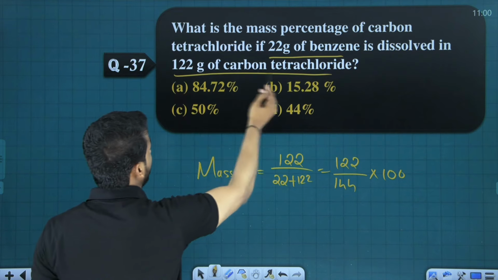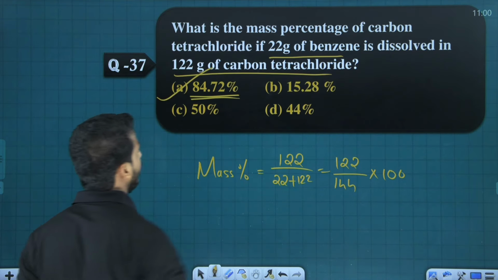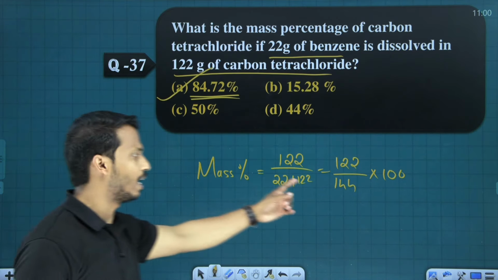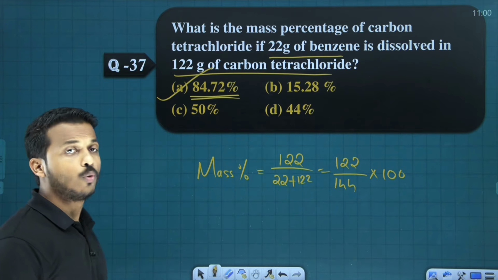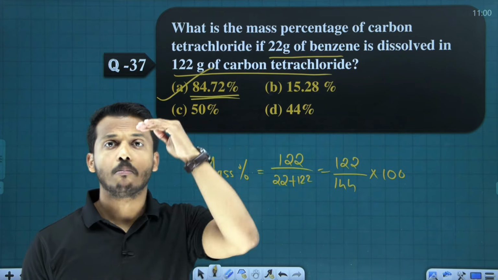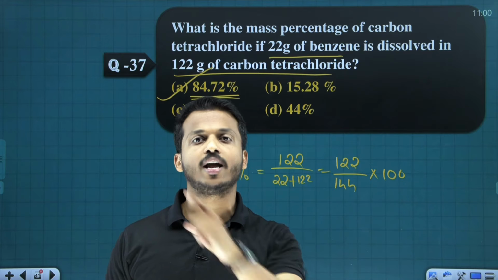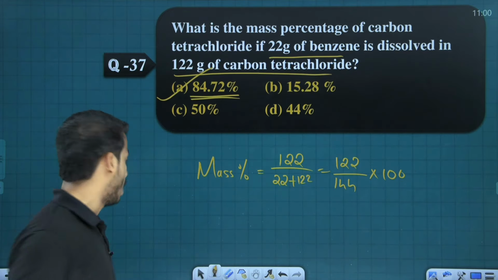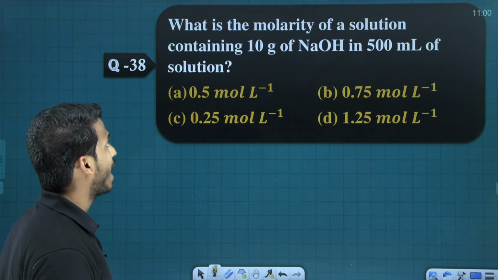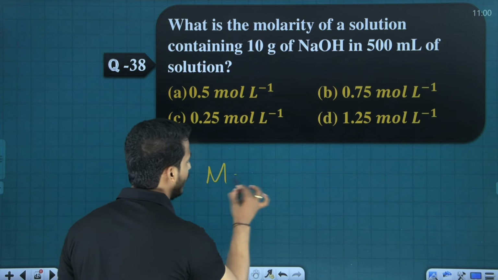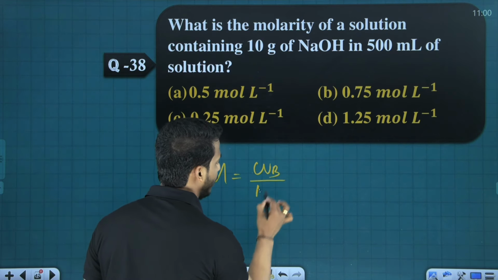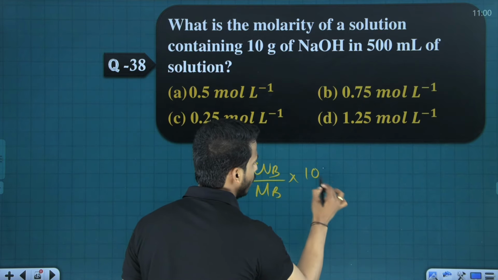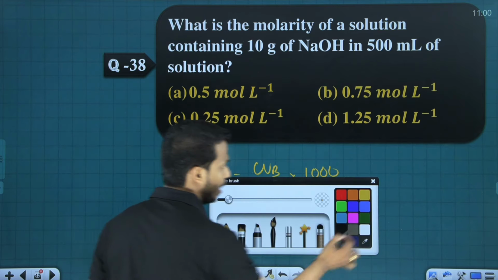It's a big number, right? So that will be around 84.72%. You will get it. Just to cross-check it, all of you. So what is the equation to calculate mass percentage? Mass of that component divided by total mass of the compound into 100. What is the expression for molarity? WB by MB into 1000 divided by volume. Ready all?